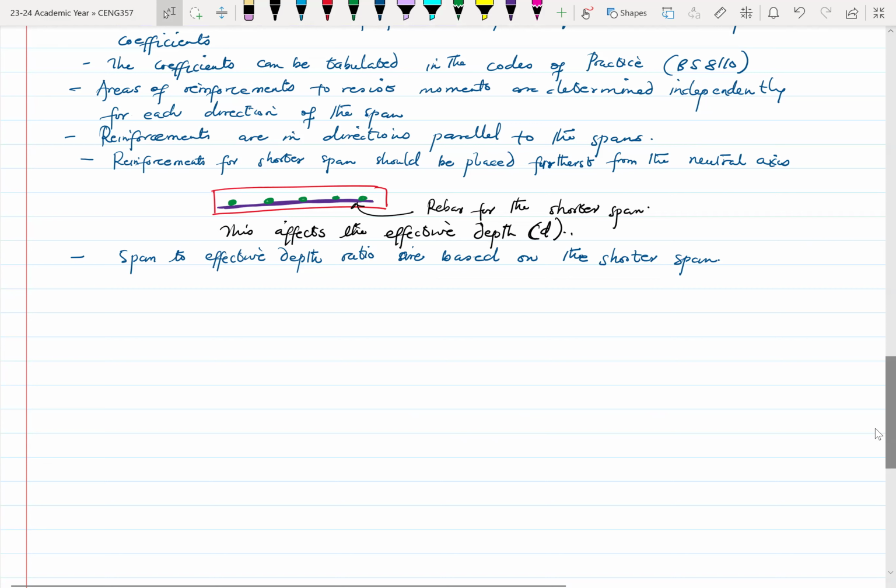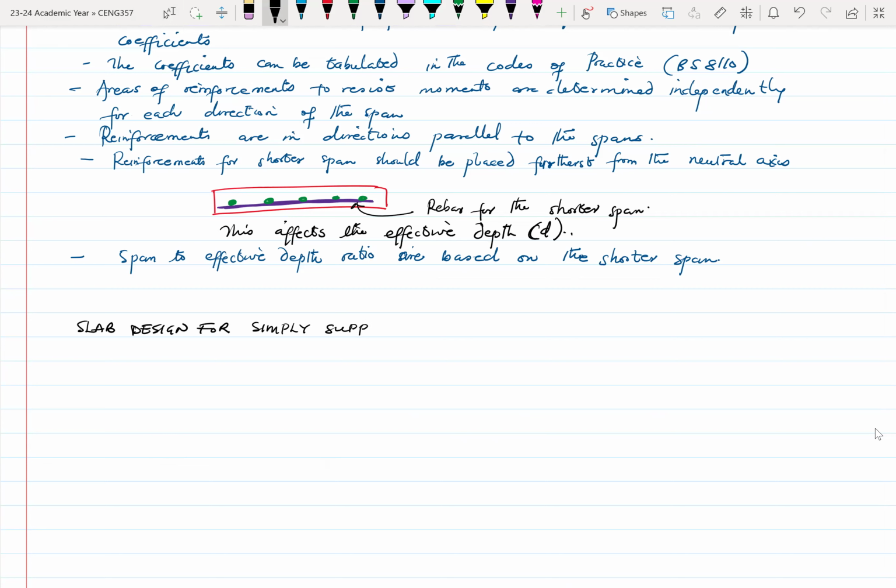So now let's see how to design, so slab design, for a simply supported slab spanning in two directions. Okay. That's a very long title, but the key words are two directions and simply supported slab. All right, those are what is key to us. Okay.